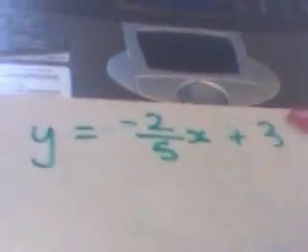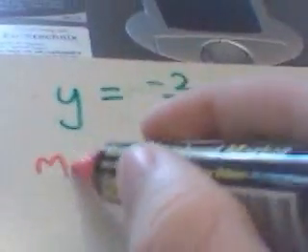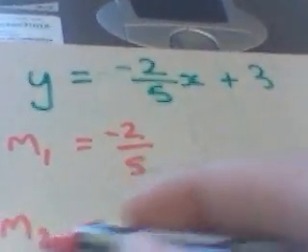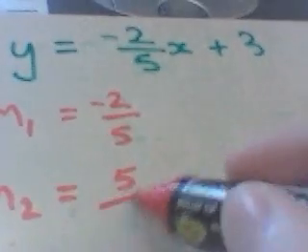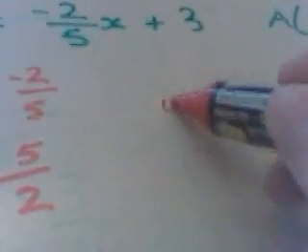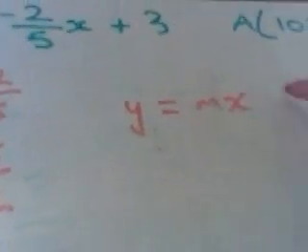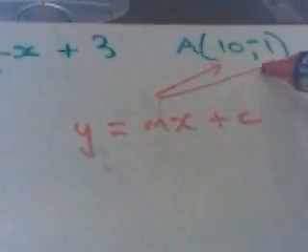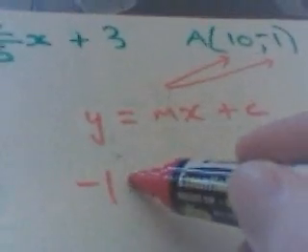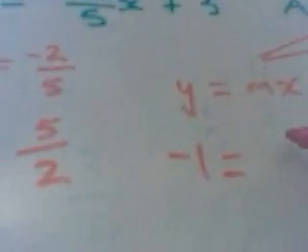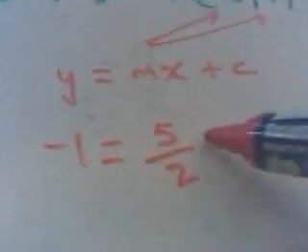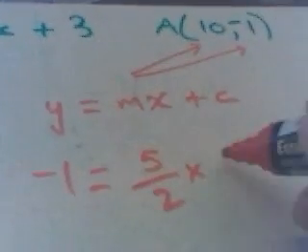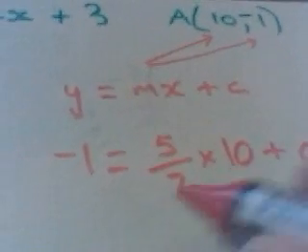How did you get on? Well, initially you know that the first gradient is -2/5. So the perpendicular gradient must be 5/2. So we're using y equals mx plus c. We've already got the x and y coordinates here, so we've got -1 equals the gradient, which is 5/2, times by x, which is 10, plus c.